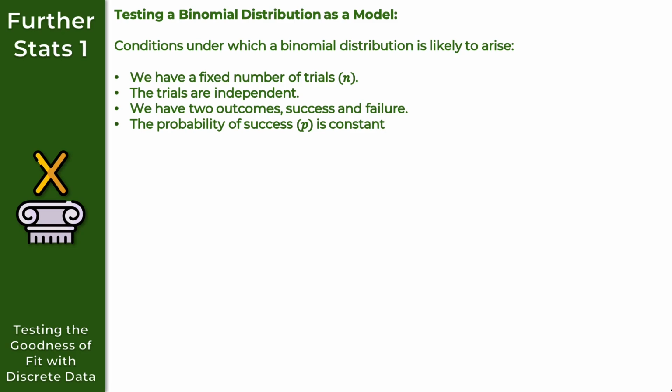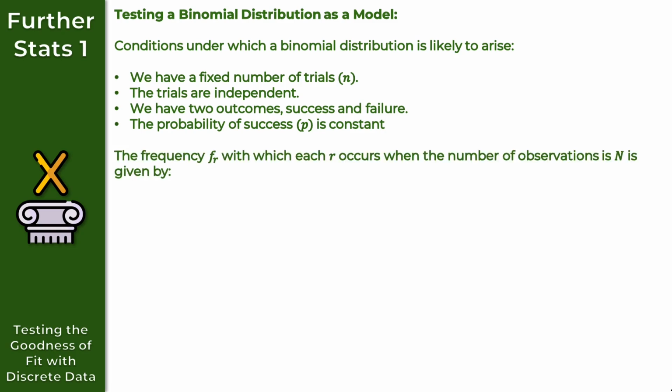For the third condition, we have 2 outcomes, which we denote as success and failure. So success is p, failure would be 1 minus p. And then finally here, for the very last condition then, we say that the probability of success here, p, is constant. Now, you should be very much familiar with all 4 of these conditions here. This is just the binomial distribution, right?